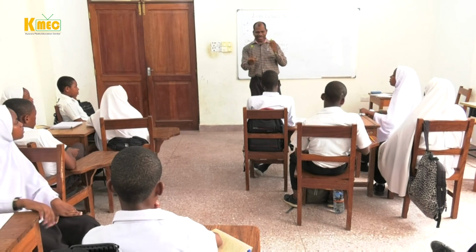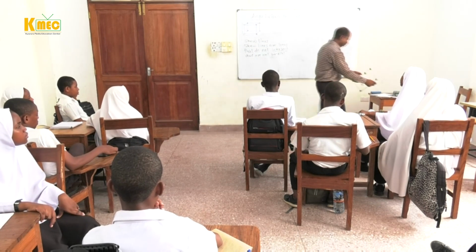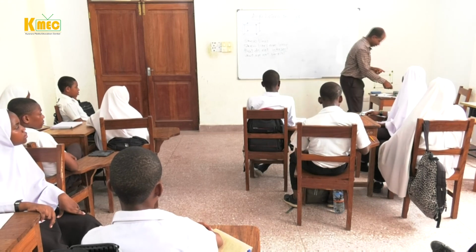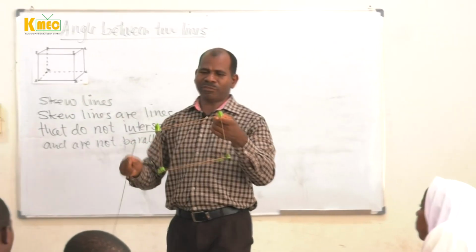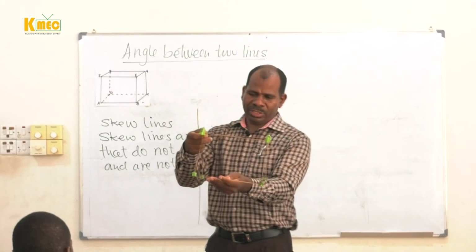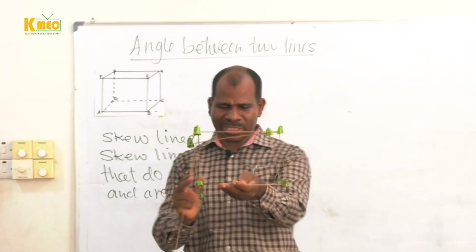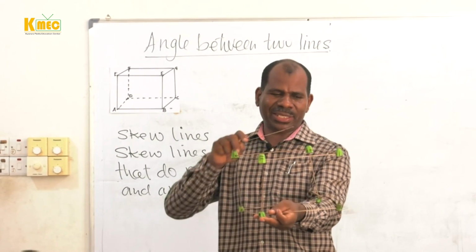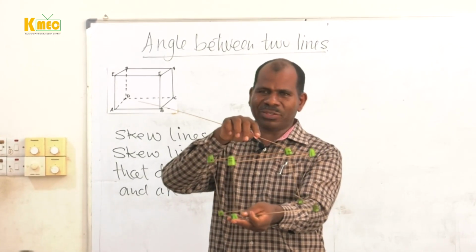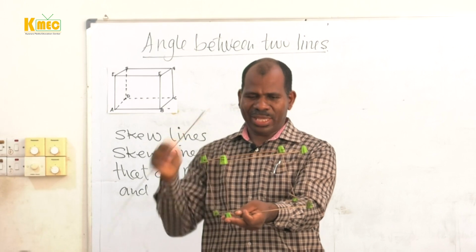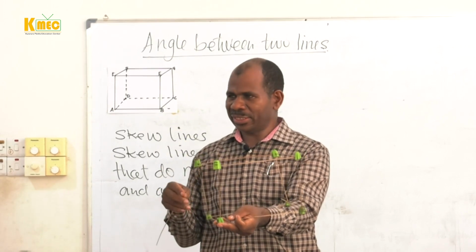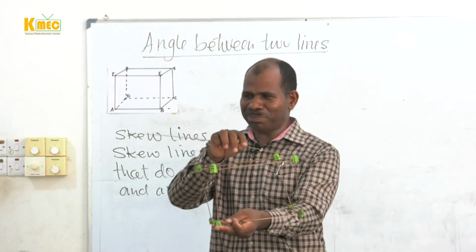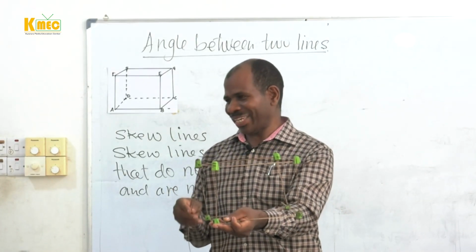For example, let us consider our skeleton. If we observe carefully this skeleton, we see lines like this line. You see this? Yes. And these lines, the line here and this line. These lines are not parallel and they do not intersect.